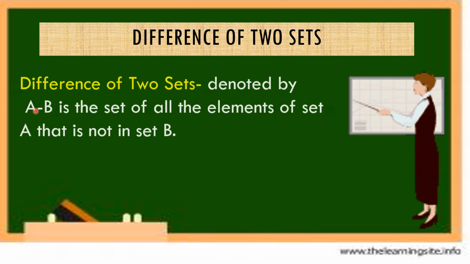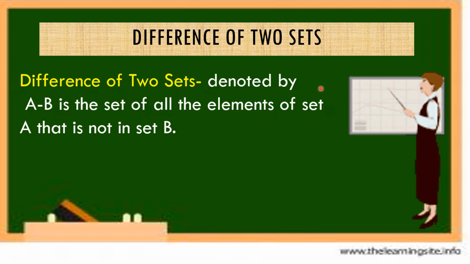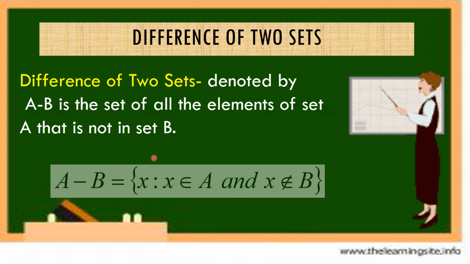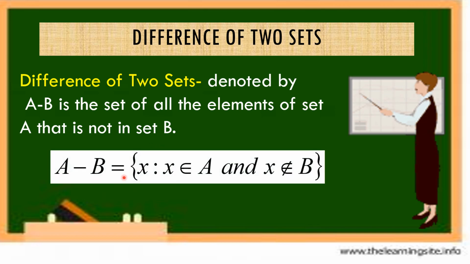Difference of two sets. The difference of two sets, denoted by A minus B, is the set of all the elements of the set A that are not in set B. So A minus B equals X, such that X is an element of A and X is not an element of B.